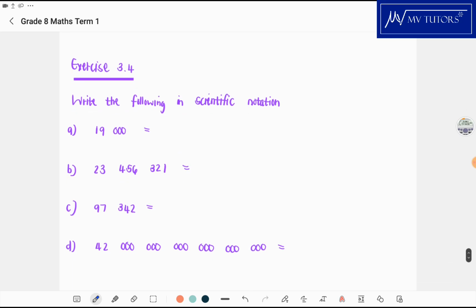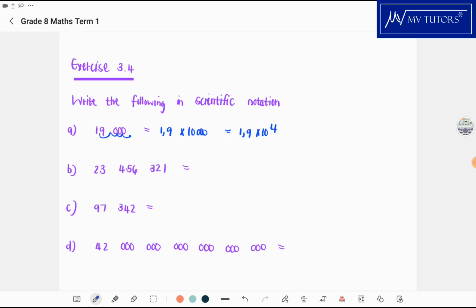Now let's look at an exercise. Exercise 3.4: write the following in scientific notation. So we have 19,000. I can say I have 1,9 times 10,000, and I know that 10,000 is 10 to the power 4. So I can say 1,9 times 10 to the power 4. Or what I just showed you, the comma is there. So how many times is it going to shift? It's going to shift 1, 2, 3, 4. So 1,9 times 10 to the 4.